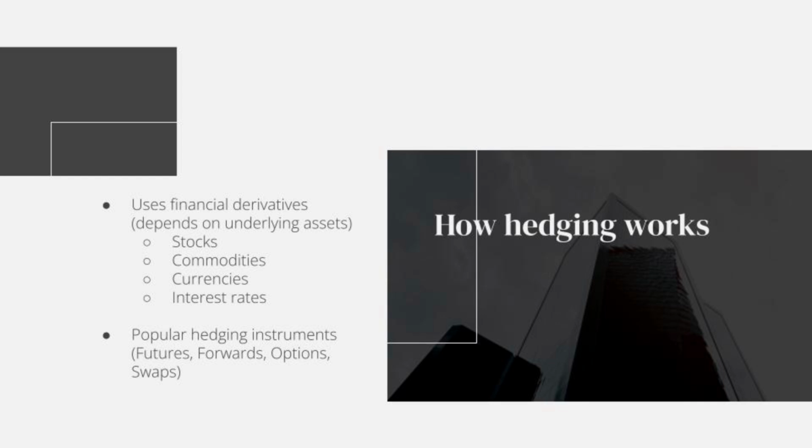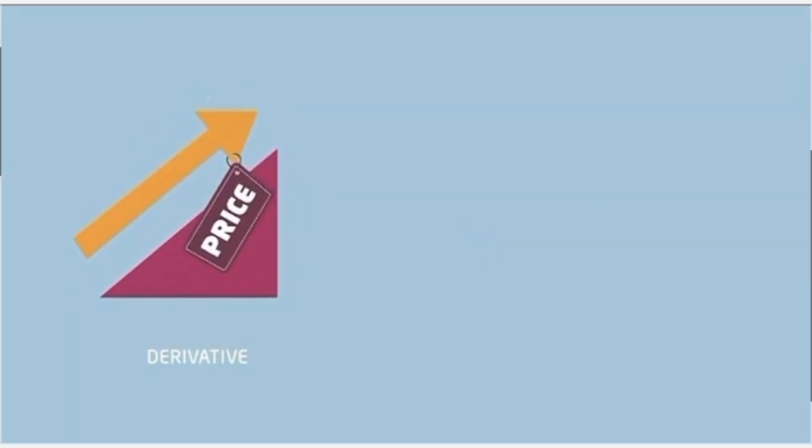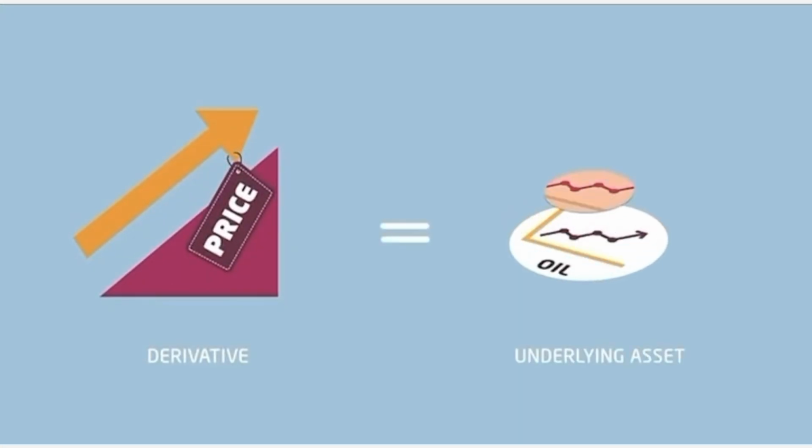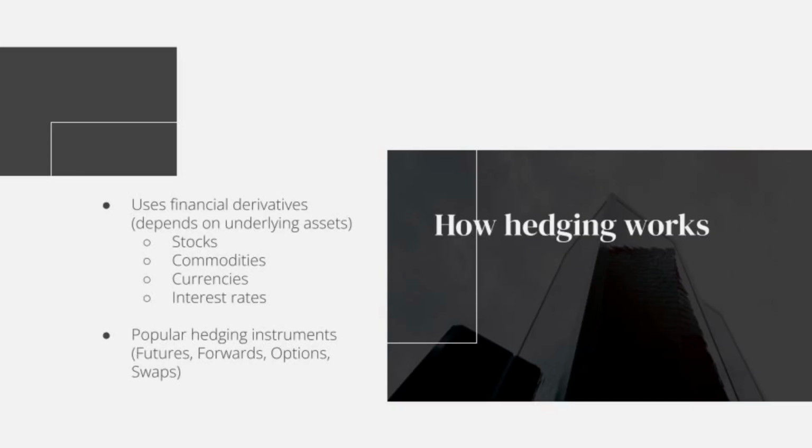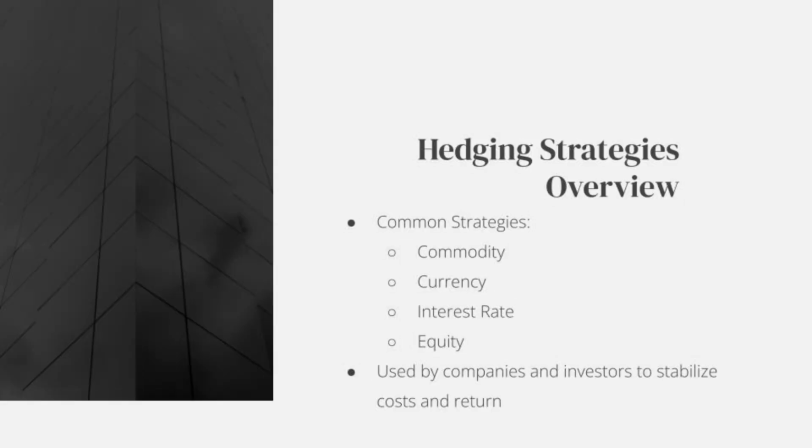So how does hedging work? Hedging is usually done through derivatives, which are financial instruments whose value comes from an underlying asset such as stocks, commodities, currencies, or interest rates. Some of the most common tools used in hedging are futures, forwards, options, and swaps. Each of these instruments behaves differently and is chosen based on what type of risk the company wants to protect against. There are four popular hedging strategies: commodities, currency, interest rate, and equity hedging. Each strategy protects a different type of risk, and they are widely used in real-world business operations.